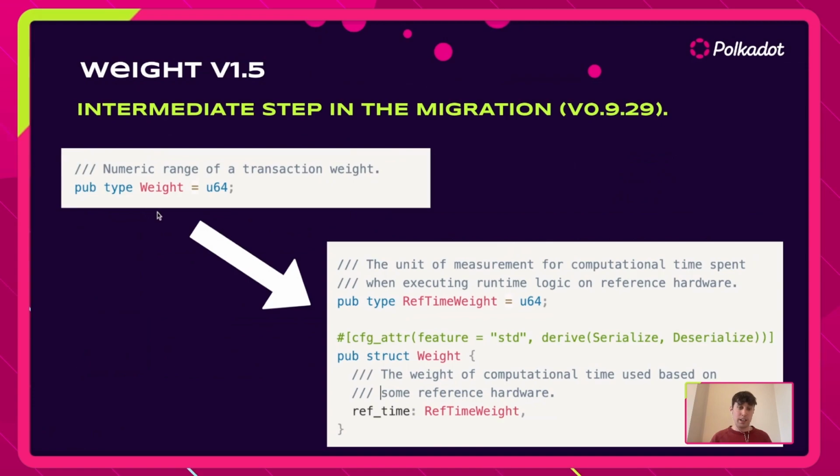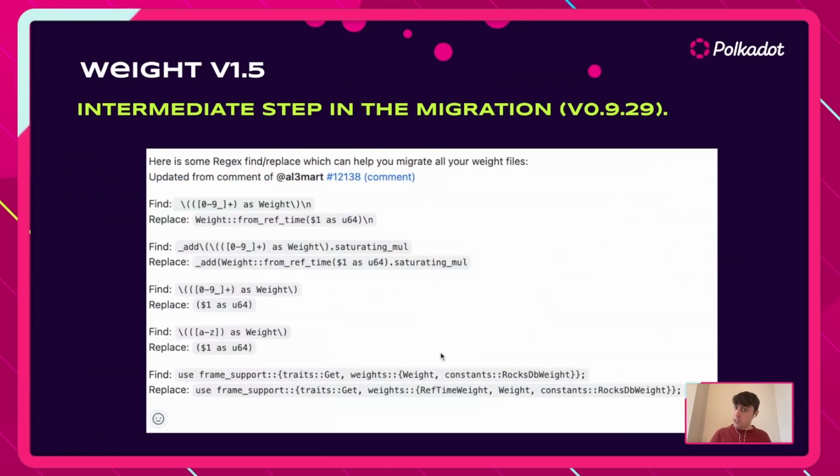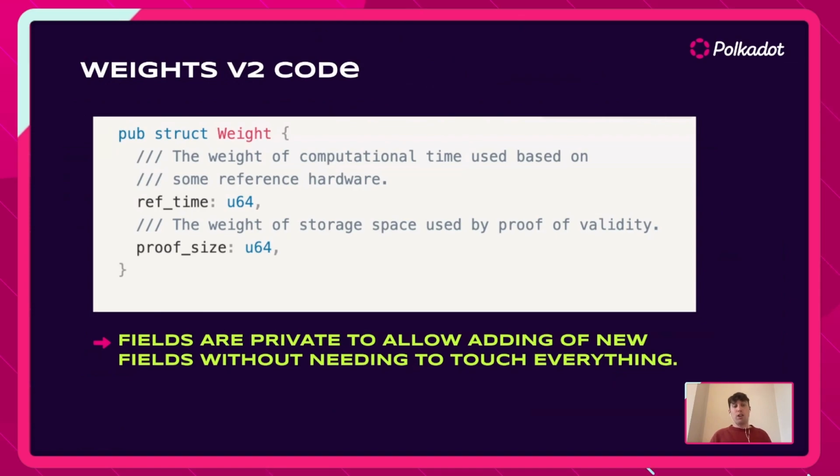Here, we can see that the migration from 1 to 1.5 was to convert this u64 into a struct that allows us to have multidimensional weights, even though we still have just one dimension. For the migration from 28 to 29, what they had to do was go into the code and change, in all the places, where they have this weight to have the new structure of weights. That's why we provide this regular expression that does a find and replace in the code. And this is how the final weights v2 looks.